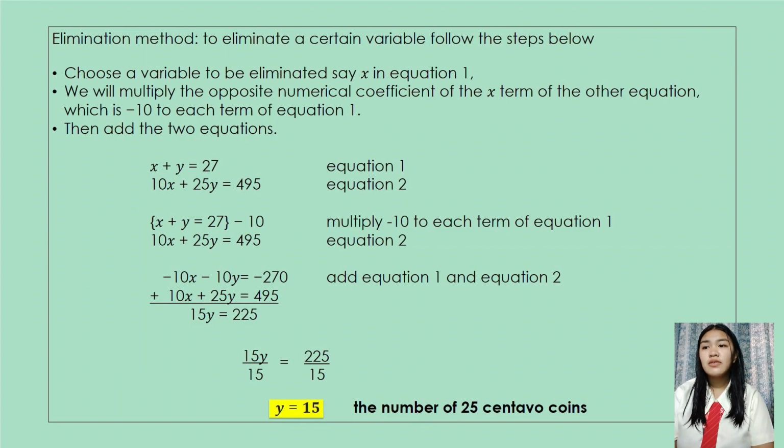So multiply negative 10 to each term of equation 1, which will result to 10x plus 25y is equals to 495. Then add equation 1 and equation 2. Negative 10x minus 10y is equals to negative 270 plus 10x plus 25y is equals to 495, which will have a total of 15y is equals to 225. So to eliminate, we will divide 15 on both sides, which will result to y is equals to 15, which will be now the number of 25 centavo coins.